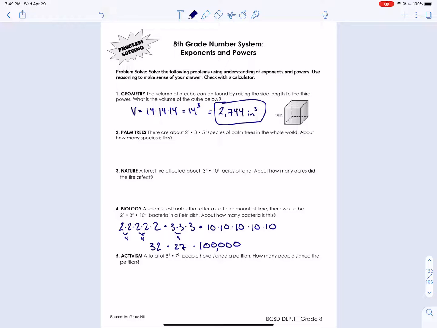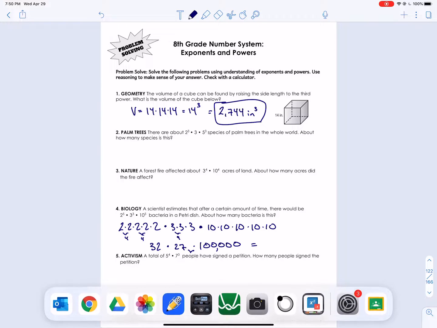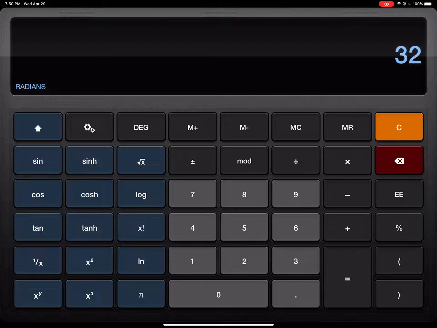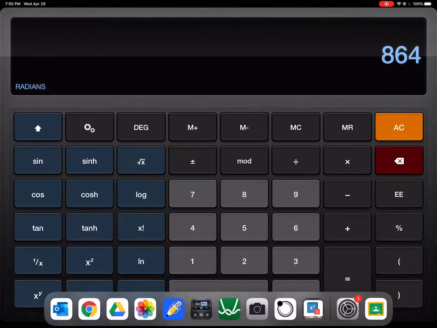So for 100,000 times a number, we just add those 5 zeros to the back of either of these two numbers, so we can multiply the 27 and the 100,000. But then multiplying that times the 32, that's where we're going to need the calculator. So let's just use that calculator. So 32 times 27, let's do that first. So we could do that actually by hand, 32 times 27. So we get 864.